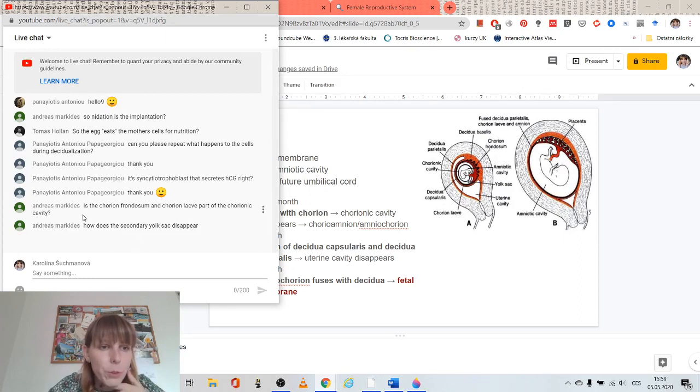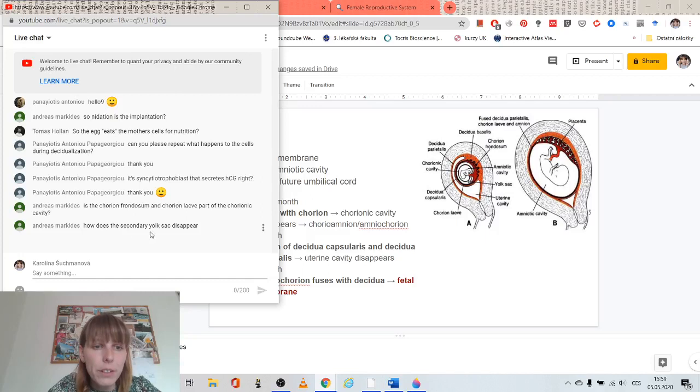So the first question is, are the chorion frondosum and chorion leve part of the chorionic cavity? So the chorionic cavity is the space between chorion leve and chorion frondosum and amnion. So they are forming the wall of the chorionic cavity. I think that's understandable now, hopefully.